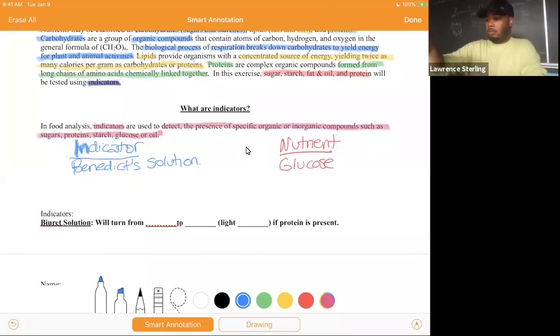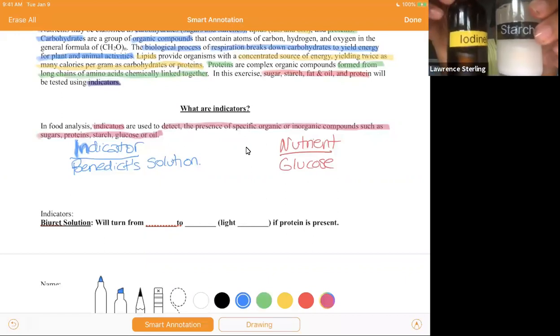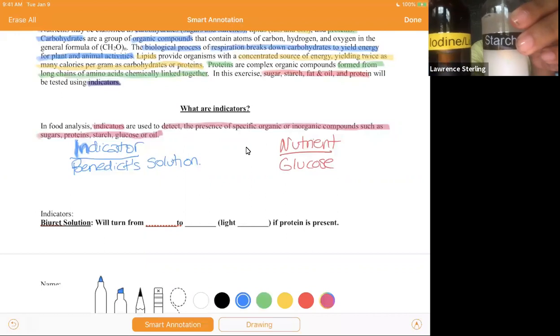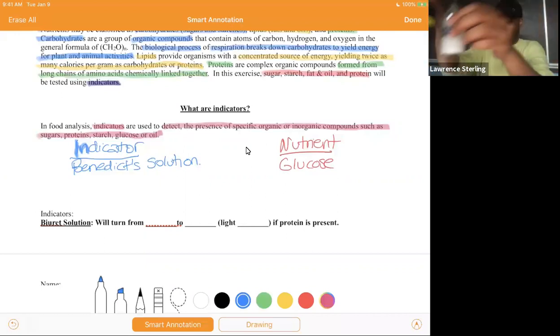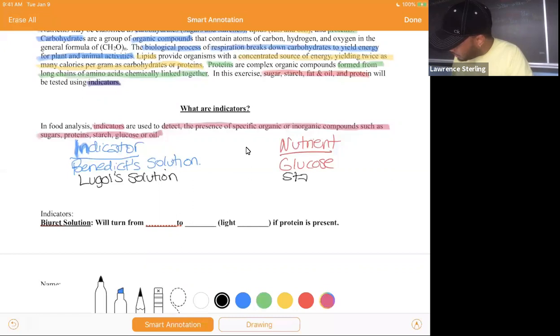I'll put that off to the side. Next, we have our starch, which we just shook up. And what we use to test for the presence of starch is iodine, AKA Lugol's solution. So iodine, Lugol's solution. All right, so I'm going to write that there. The Lugol solution tests for the presence of starch.